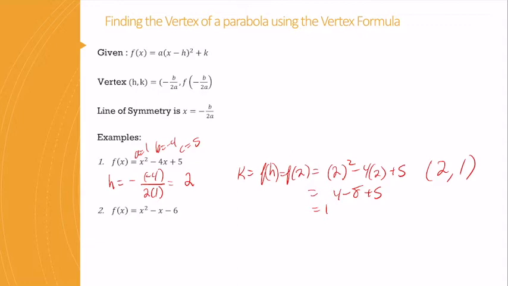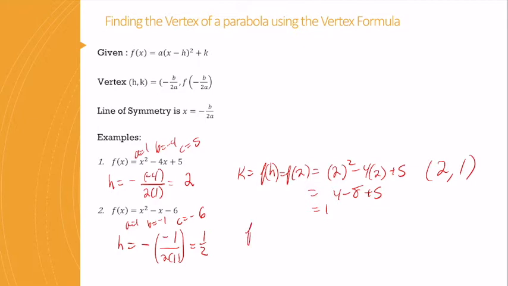For this next equation, I have f of x equals x squared minus x minus 6. So my a is 1, my b is negative 1, and my c is negative 6. So my h will be negative 1 divided by 2 times 1. That'll be a positive 1/2. So I plug that in.